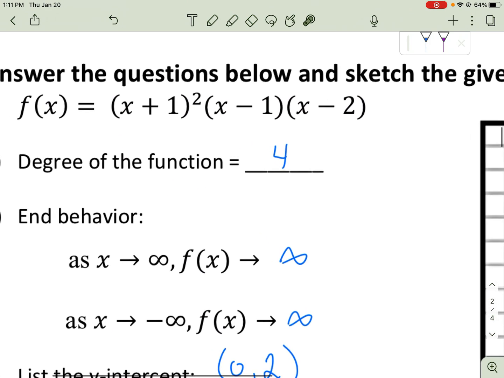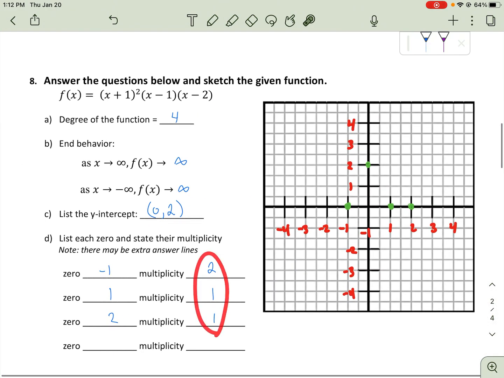And then the multiplicities is like how many times each zero or each factor occurs. This factor occurs twice because of that power, so it has a multiplicity of 2. This has a multiplicity of 1 because there's really a 1 right there. And we have a multiplicity of 1 because there's a 1 right there. And that's where these multiplicities come from.